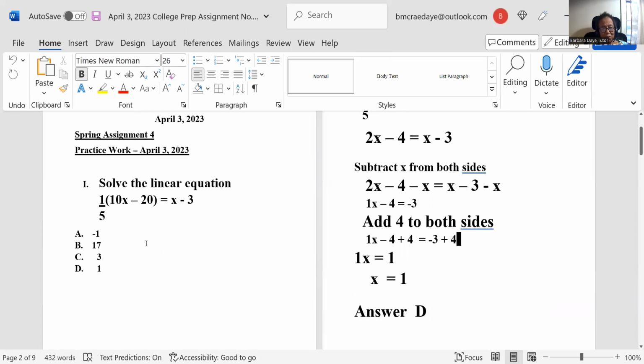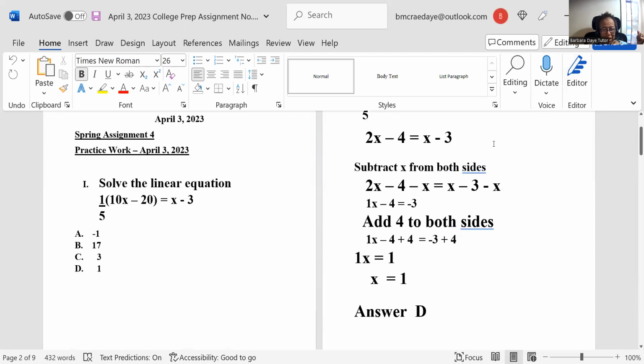Numerator times numerator, denominator times denominator. But when you don't see the denominator, it's a 1. So this is like 10x over 1, right? 20 over 1, correct? Yeah. So 1/5 times 10x over 1, and that's how we got our 2x. And then 1/5 times -20 over 1, -20 over 5, that's a -4.